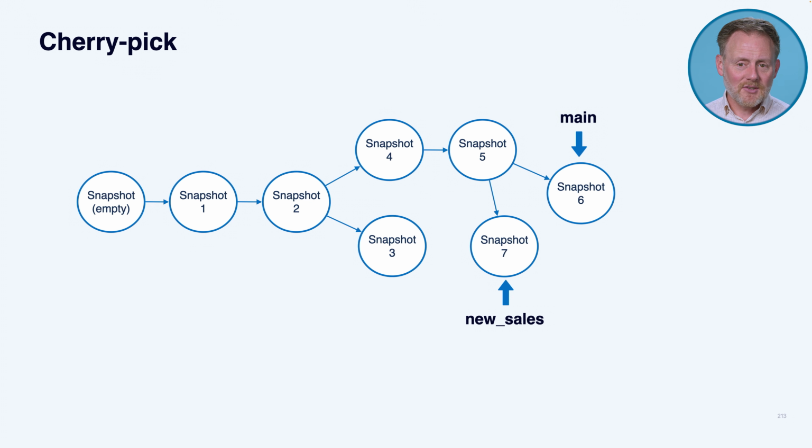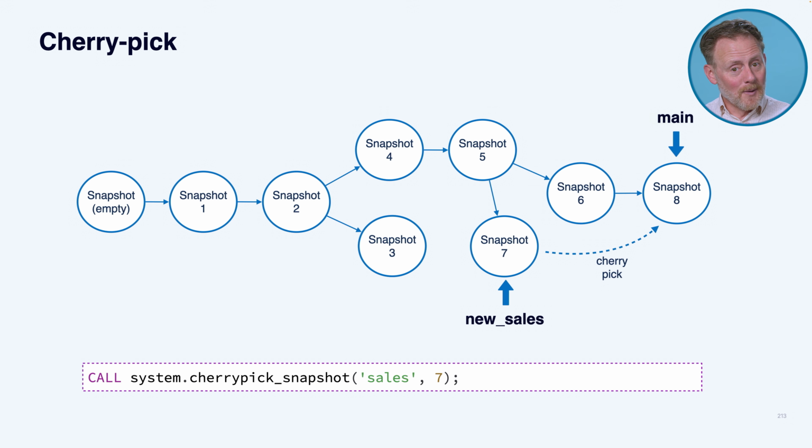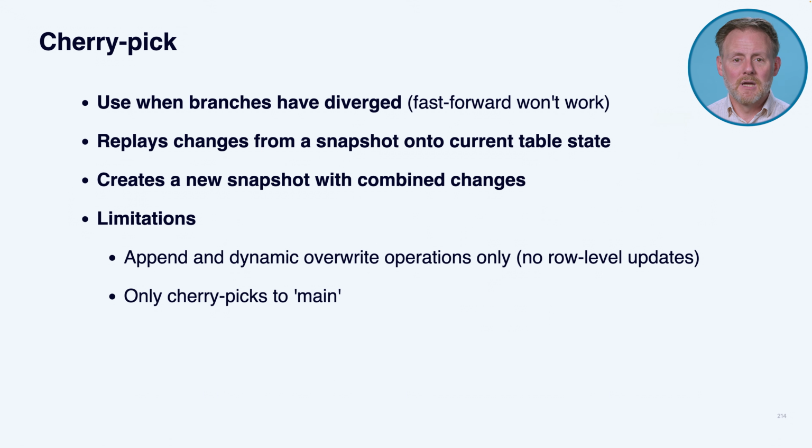So take snapshot 7. This is what cherry pick means. Take snapshot 7, replay it on top of the current main branch, and that will create snapshot 8 that's got snapshot 6 plus snapshot 7, all that content in one place, at least hopefully. And we do that by calling the cherry pick function, as you can see here.